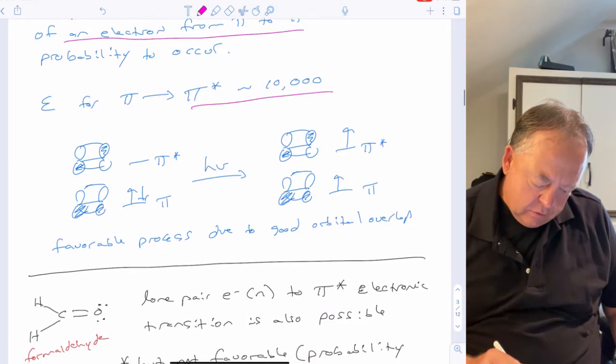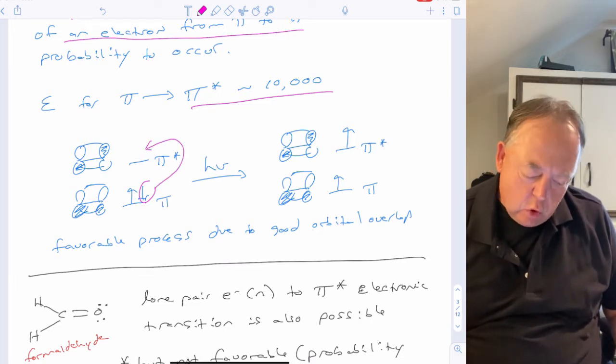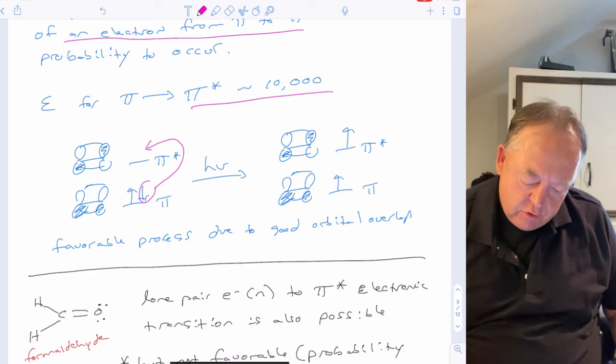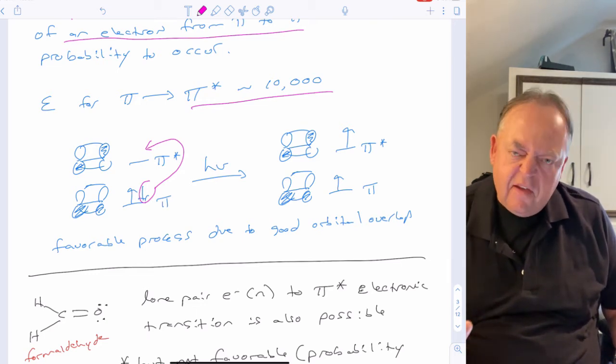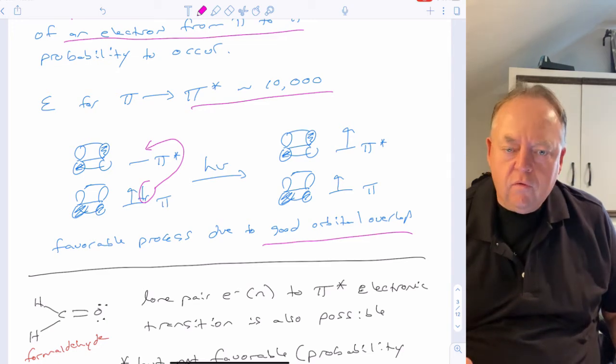So then of course when the right wavelength or right frequency comes in, the electron in pi can absorb that energy and move to pi star to create the excited state. And so that's a favorable process because there's good orbital overlap.